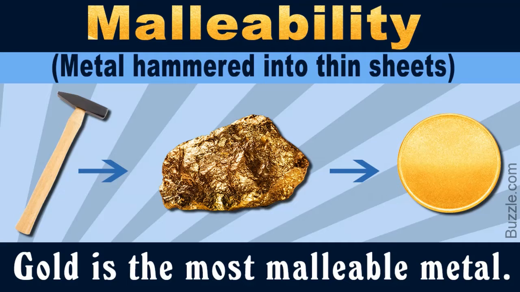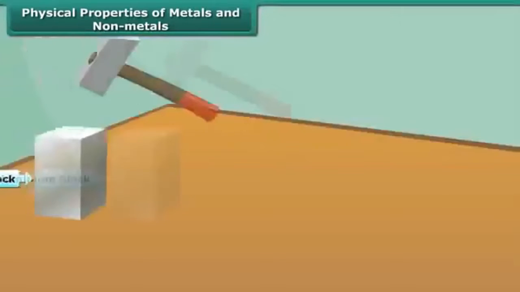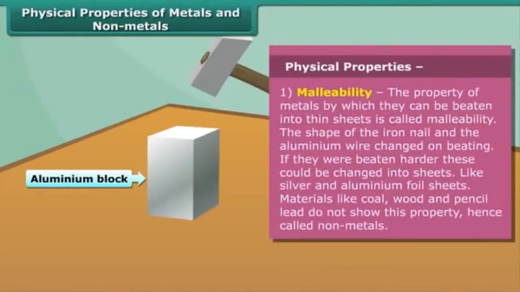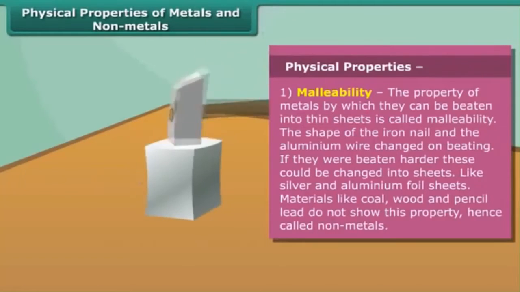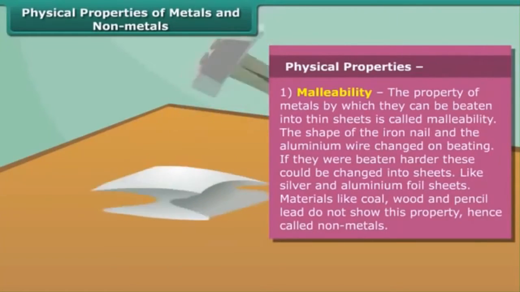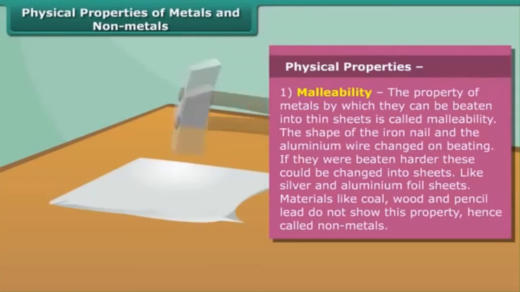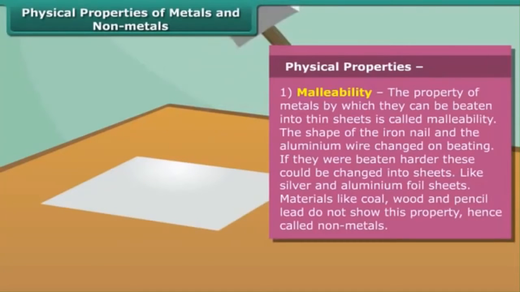Let's have an example about how this property works. If I have an aluminium block with me and I try to beat it with the help of a hammer, this aluminium block will turn into a plain flat surface. So the property of metals by which they can be beaten into thin sheets is called malleability.